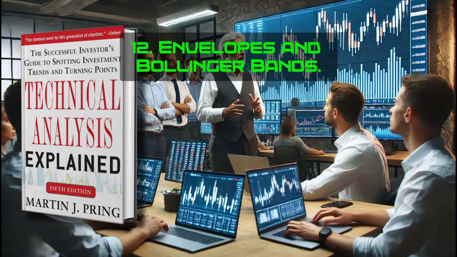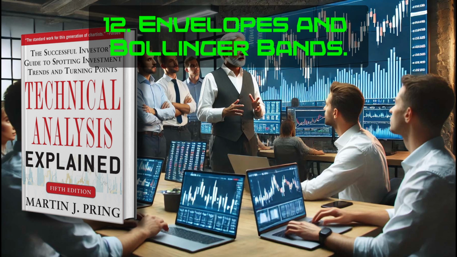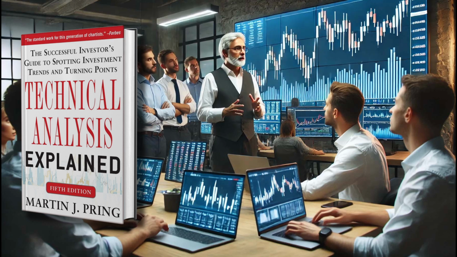Chapter 12, Envelopes and Bollinger Bands. Now we take it up a notch. These indicators wrap price action in a dynamic range, helping you spot overbought or oversold conditions. Bollinger Bands in particular add volatility into the mix, showing you when prices are about to break out of their shell.